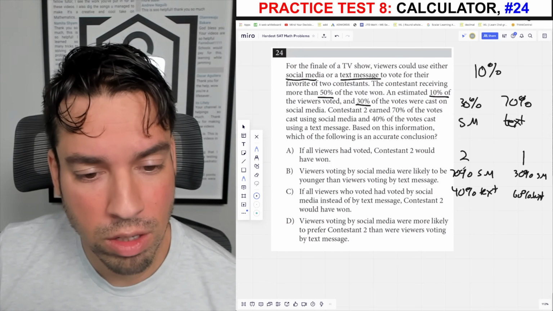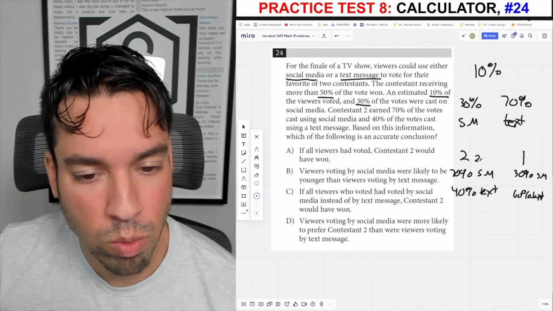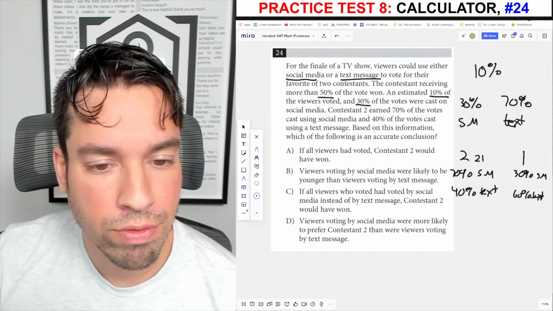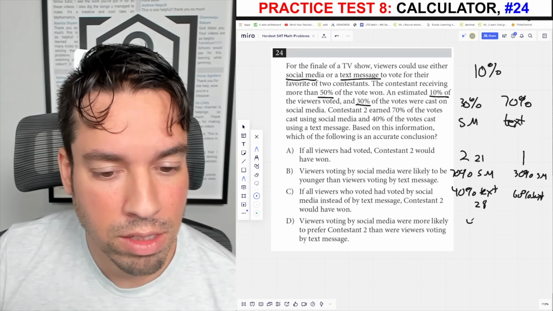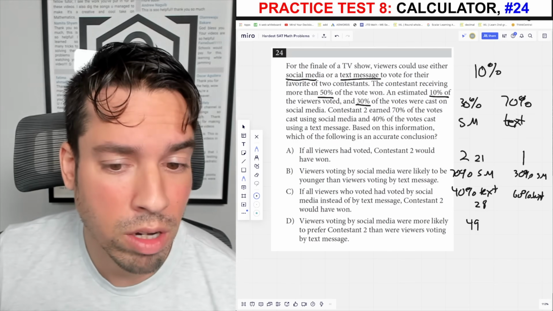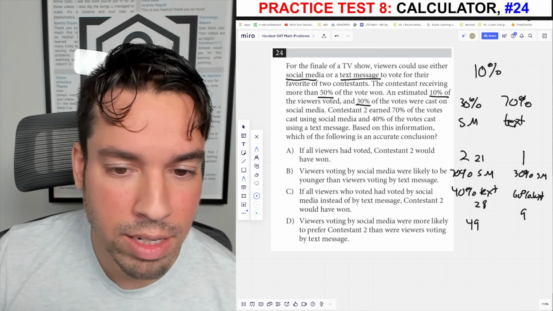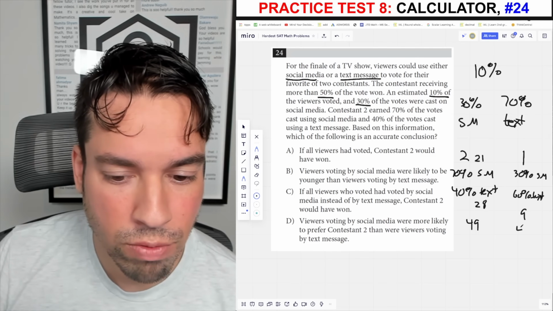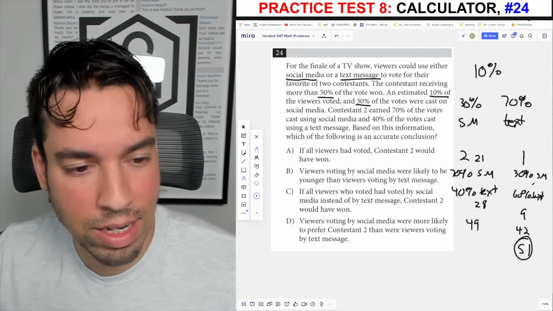70% of 30 is like 0.7 times 0.3, which is 0.21 or 21%. And here it's 40 times 70, which is 28. So that means that contestant 2 got 49% of the votes and lost. And then contestant 1 got 30 of 30, which is 9, and 60 of 70, which is 42, which adds up to 51. So contestant 1 is actually the winner.